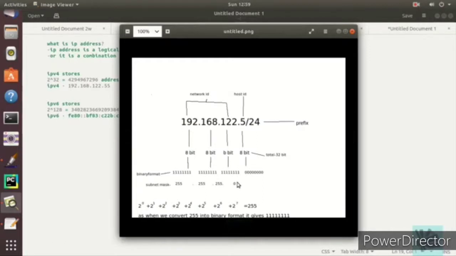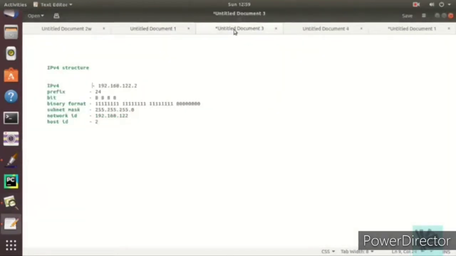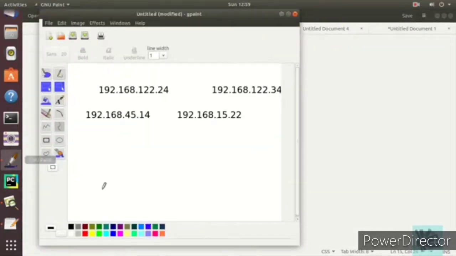Now one important thing. Here you see the structure of IP: 192.168.122.2. You see there is a prefix of 24 and 8 plus 8 plus 8 plus 8 bits. Now the binary format because of 24 is 24 ones and 8 zeros. The subnet mask is 255.255.255.0. The network ID is this and the host ID is this. That is simple.